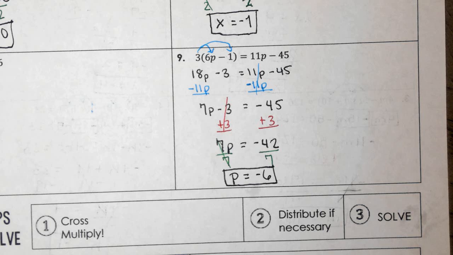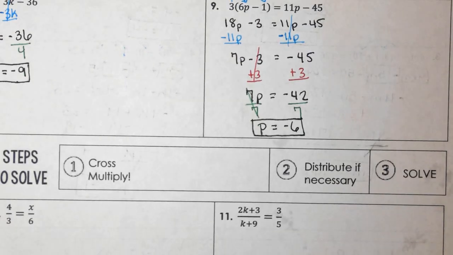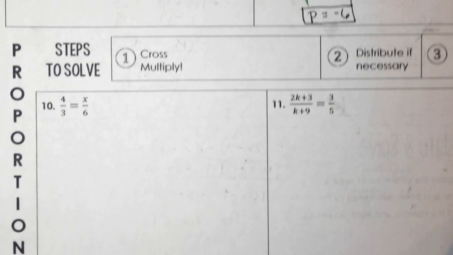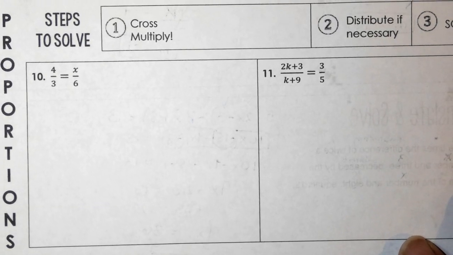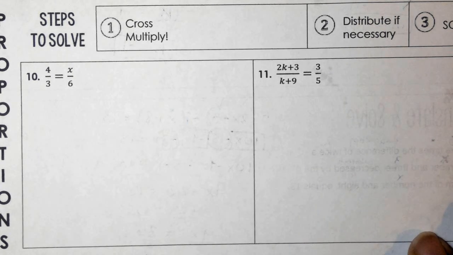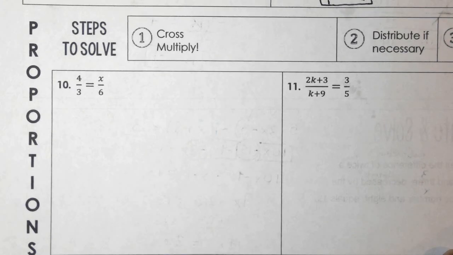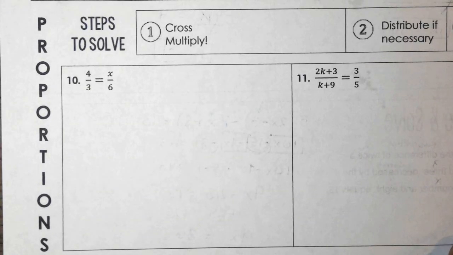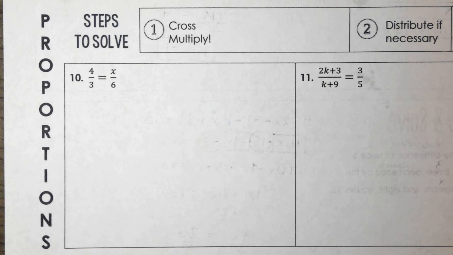Moving on, let's knock out these last two. These are proportions. Our rules for proportions. I kind of showed you proportions already in the other notes, but we're going to do them again here. Cross multiply. These are the steps. Cross multiply. Distribute if necessary after the cross multiplication. Then solve. This first one is an easy proportion. Y'all should all already be able to do this. We're going to do this one pretty quickly.